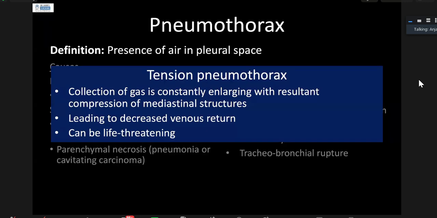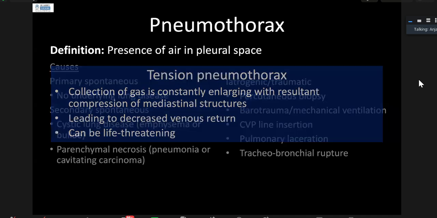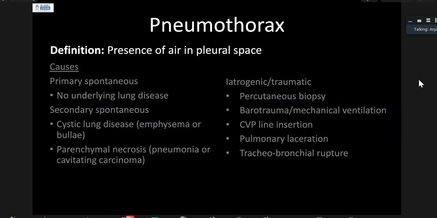So the mediastinum, the trachea, the heart, everything is pushed to the other side, and it can cause depression of the diaphragm. It will cause so much compression of mediastinal structures, leading to decreased venous return. Clinically, the patient may have engorged neck veins, and it is a life-threatening situation. Okay, so I just wanted to highlight tension pneumothorax before we go into the details of pneumothorax generally.